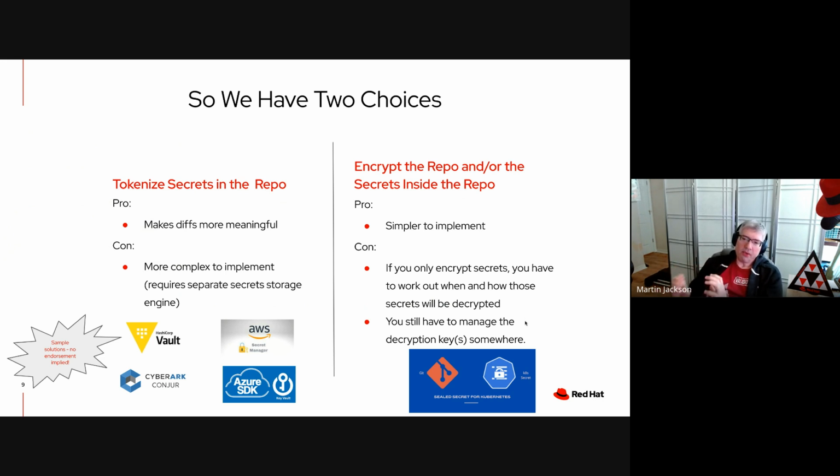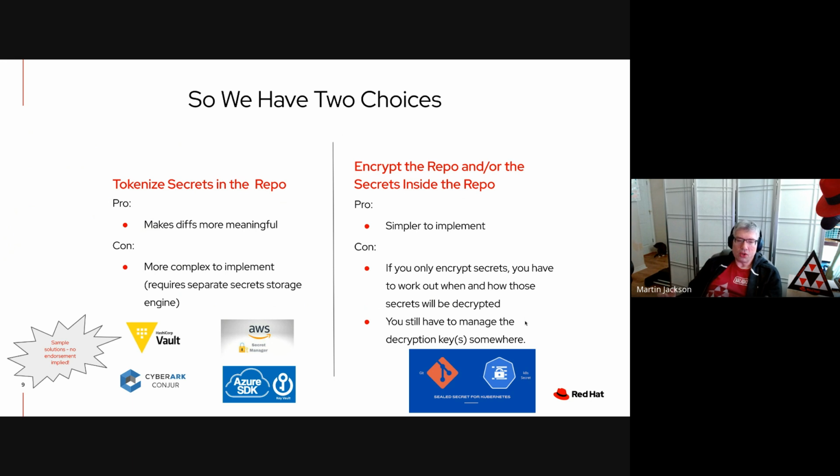There are a number of solutions to both approaches running out there in the real world. On the pro side of tokenizing, when you're looking at the difference between two Git repositories and a change, the diff is a lot easier to read and understand if the contents of the repository are not encrypted. Otherwise, you just have a bunch of gunk in the repository, a big 2,000-character string of base64 encrypted stuff, and you just see blobs changing in different places. The con is that it's a bit more complex to implement. It requires a separate secret storage engine, and you don't necessarily want to lock yourself forever into a particular secret storage engine.